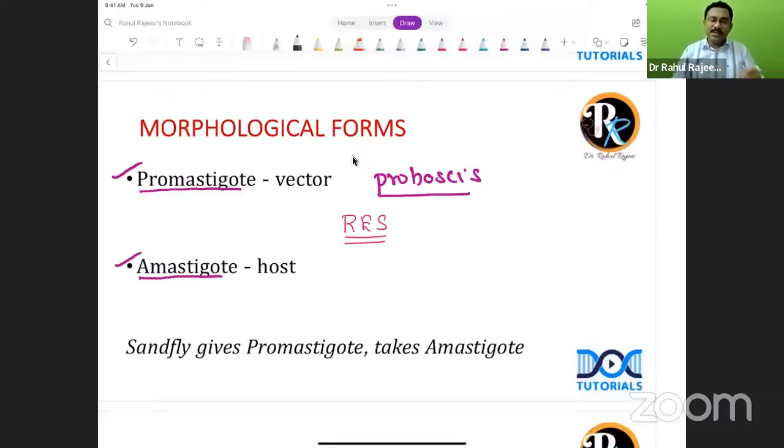So inside the macrophages, what do you see? Amastigote. In the vector, what do you see? That is a sand fly. What do you see? The promastigote. So you can remember like this, the sand fly gives promastigote to the host. But suppose if it transmits infection between humans, it will take up the amastigote. Okay, when it takes a blood meal, it's a hemoflagellate, the organism. So the sand fly will take up the amastigote, and then inside the sand fly, this amastigote will be converted to what? Promastigote. Okay, important. And once the promastigote is formed inside the sand fly, it will come to P for what? Proboscis. Promastigote comes to the proboscis waiting to go for the next host.